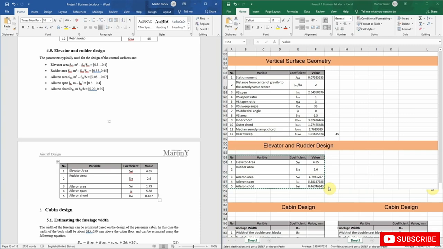So thanks for watching, and in the next section we're actually going to design our cabin, which is going to be a first class since we're designing a business jet. So you will see the characteristics of the first class cabin and how we're gonna design it.